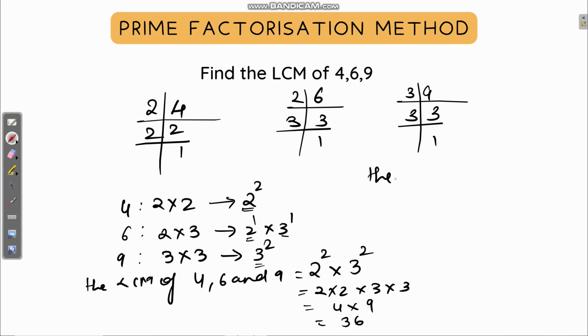So the LCM is 36. So 4, 6 and 9. So basically LCM is a number which is in the table of 4, 6 and 9, and it will be the common number. Let's solve one more question.